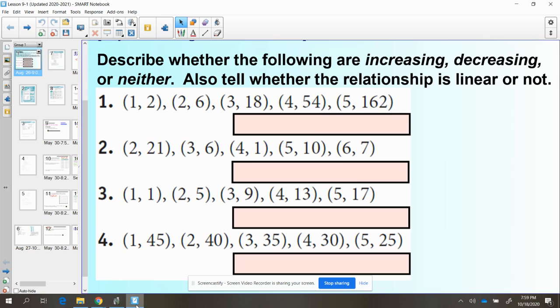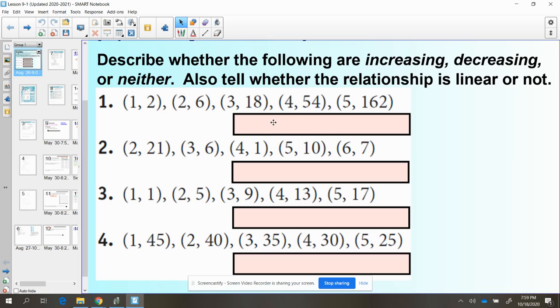Before we get started on page 119, I wanted to bring to your attention this little warm-up activity here, where you're looking at these data points and deciding are they increasing, decreasing, or neither, and if it is increasing or decreasing, what kind of relationship is it? Is it linear? Or is it nonlinear? So take a moment to look at these examples and decide those couple of things.